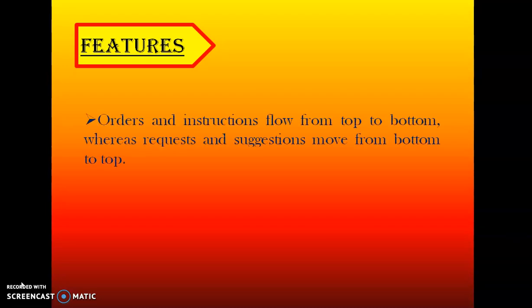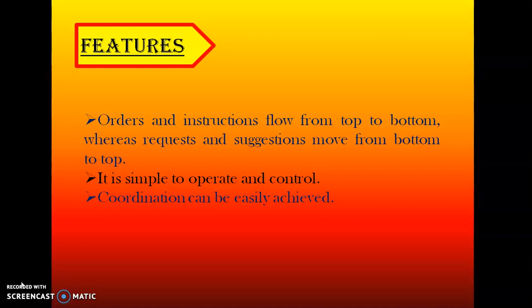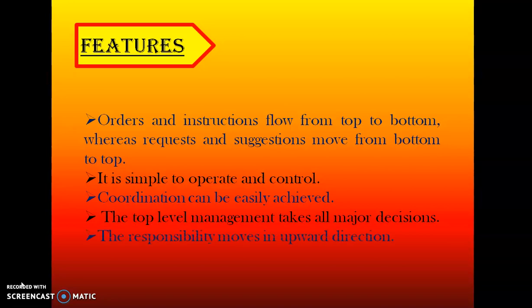Now, here are the features of line organizational structure. The very first feature is orders and instructions flow from top to bottom, whereas requests and suggestions move from bottom to top, right? The next one is it is simple to operate and control. As it's in a line structure, definitely it will be very simple to operate. The next one, coordination can be easily achieved. Clear? The next one, top level management takes all major decisions. Responsibility moves in an upward direction.